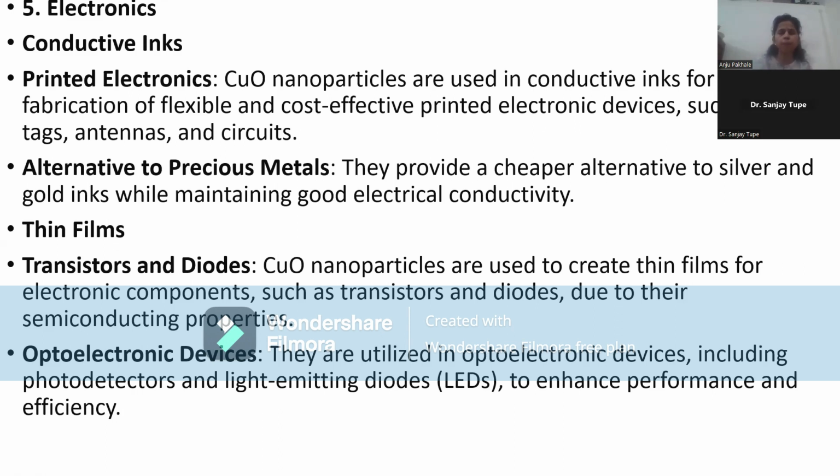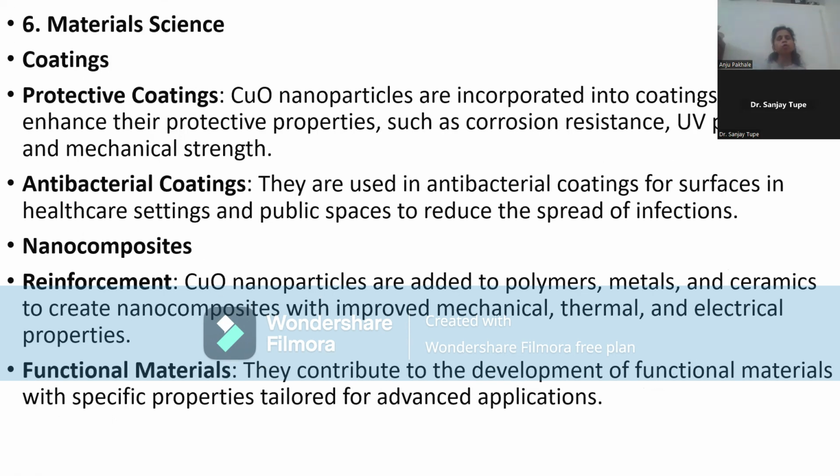Copper oxide nanoparticles can provide a cheaper alternative to silver and gold inks while maintaining good electrical conductivity. They can also be used as thin films in transistors and diodes. Copper oxide nanoparticles are used to create thin films for electronic components such as transistors and diodes due to their semiconducting properties. Optoelectronic devices: they are utilized in optoelectronic devices including photodetectors and light emitting diodes to enhance performance and efficiency. They can also be used in material science in protective coatings, where copper oxide nanoparticles are incorporated into coatings to enhance protective properties such as corrosion resistance, UV protection, and mechanical strength.